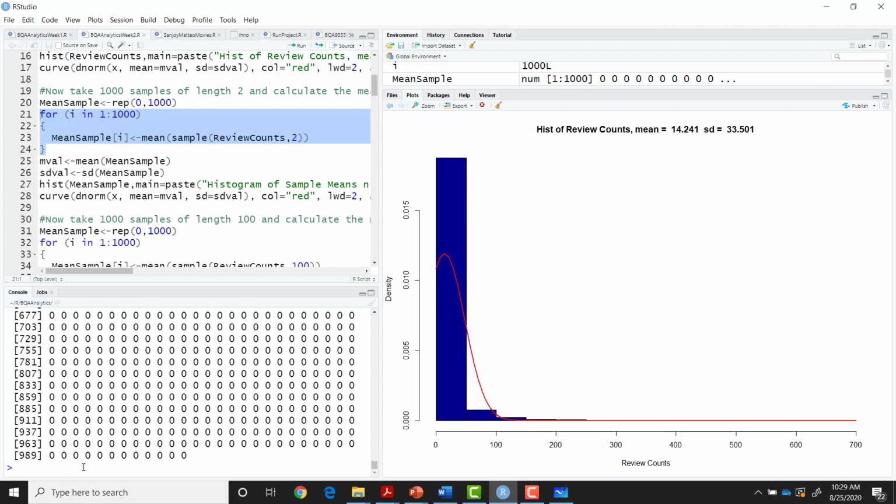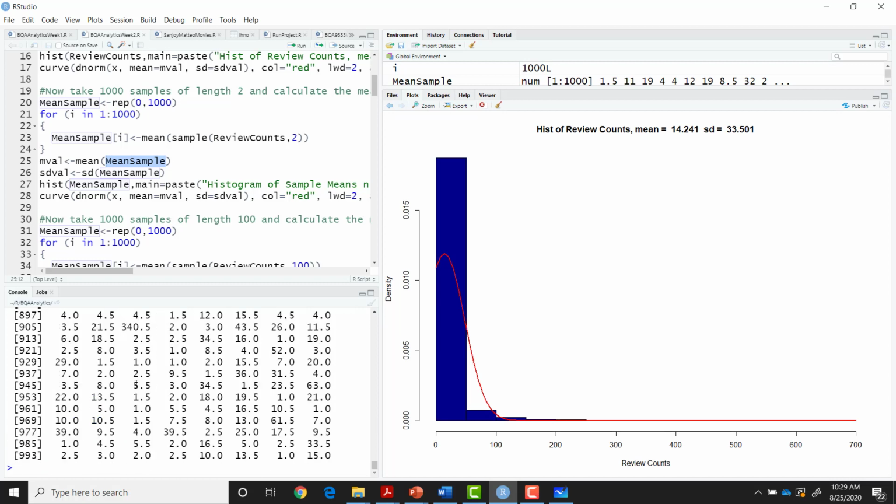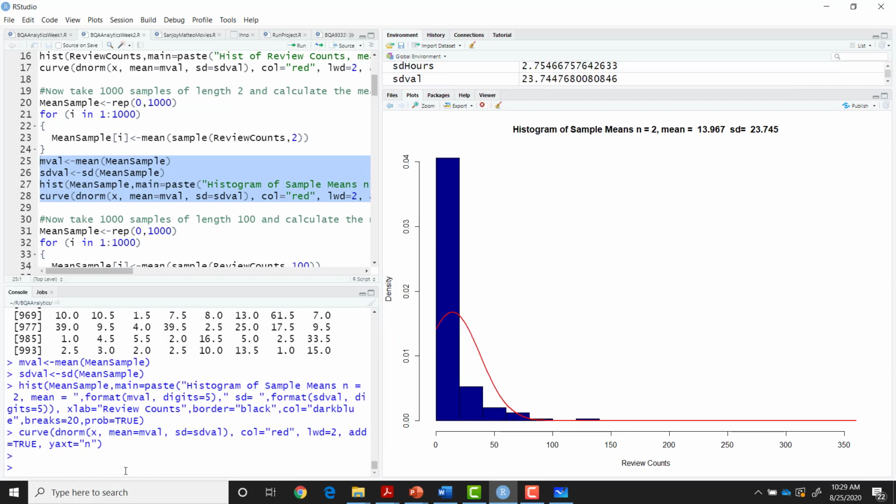Now we do exactly the same as before. We calculate the mean and standard deviation, draw a histogram and draw a curve on it. Remember last time we had a mean of 14, standard deviation of 33.5. Now, look here. We've still got a similar mean, but our standard deviation has dropped. Plus, this graph is now not quite as extreme. You see, we're not quite at a normal curve, but we're getting a tiny bit closer to it.